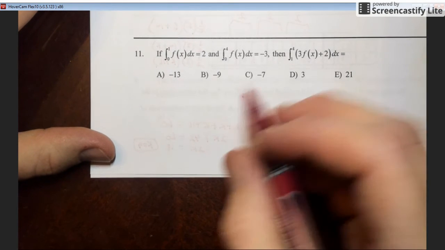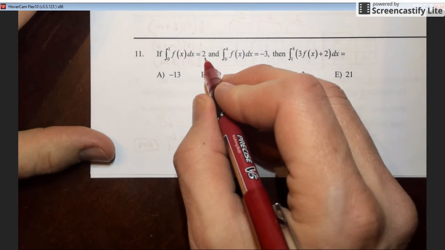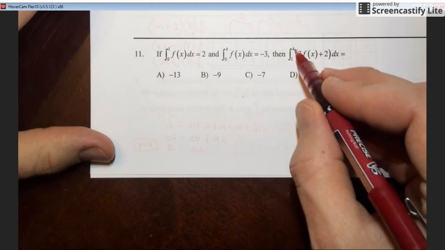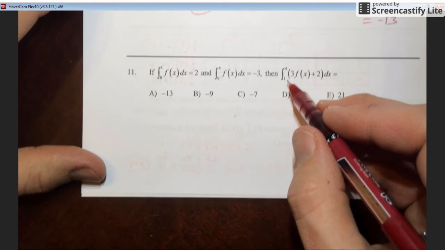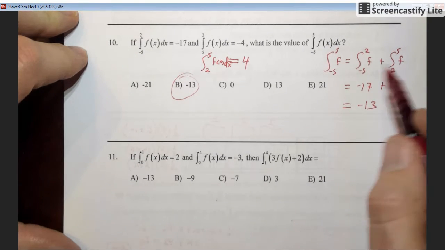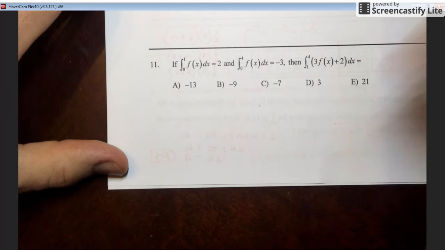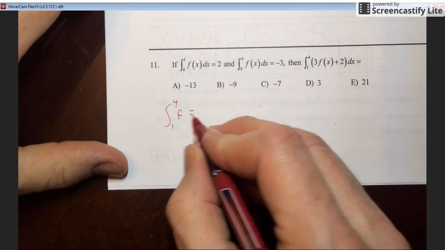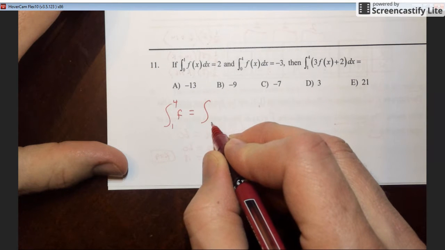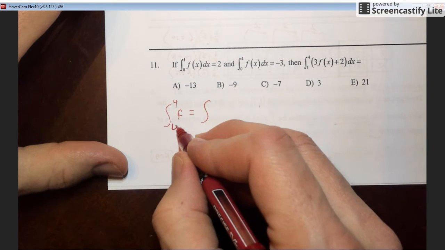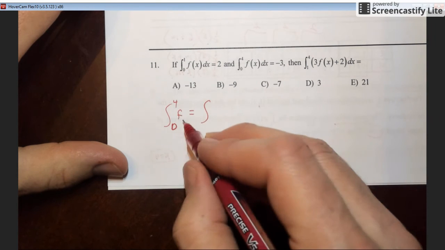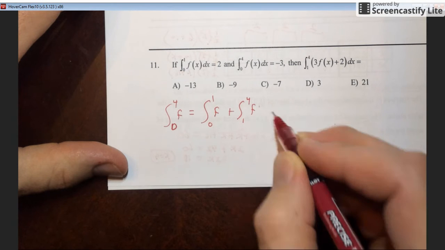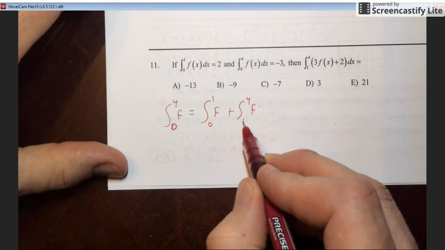With our final property on this page, the integral from 0 to 1 of f is equal to 2. The integral from 0 to 4 of f is equal to negative 3. We're asked about the integral from 1 to 4. Okay, so this is actually similar to a problem over here. We've got to break up our bounds. The integral from 0 to 4 of f will be equal to the integral from 0 to 1 of f plus the integral from 1 to 4 of f. Wherever we leave off, we have to pick up.